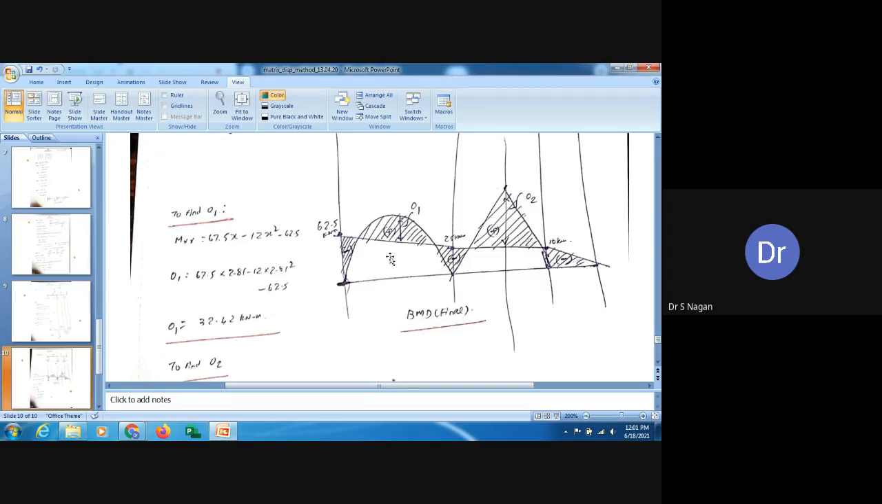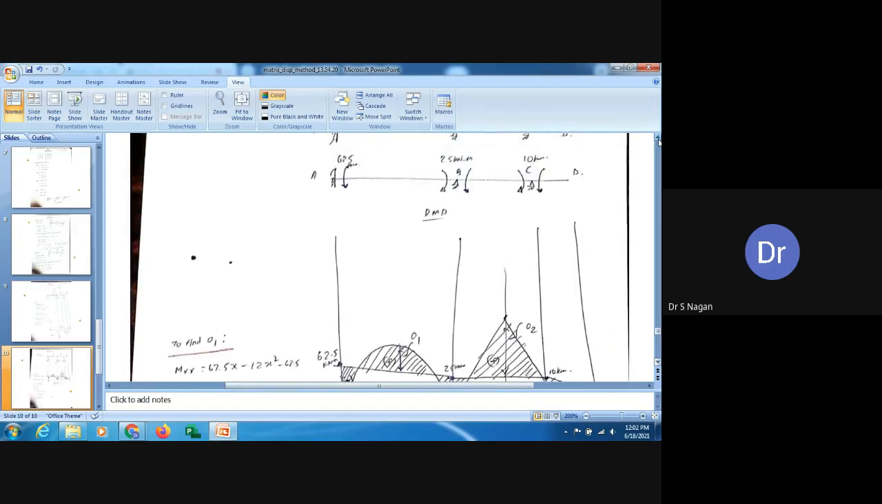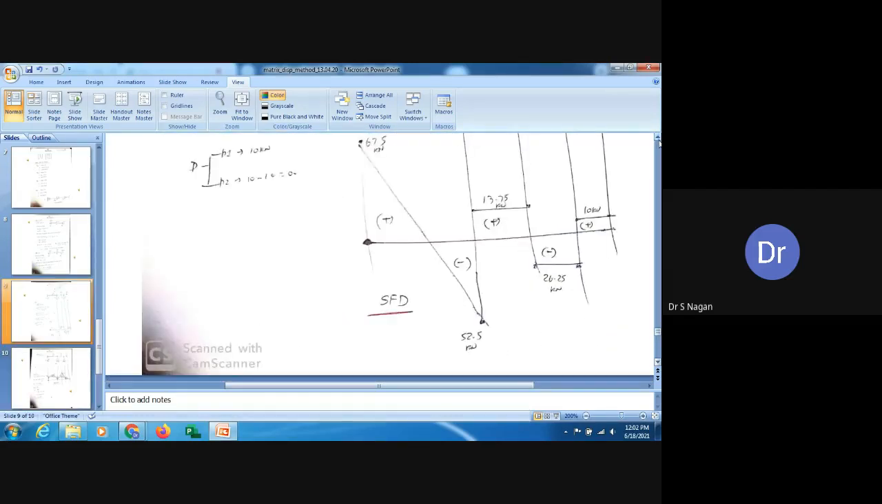To find the maximum positive bending moment, writing MXX, finding MXX by treating the free body of AB, and also the shear force at XX, where shear force is 0, the bending moment will be maximum. So I got X equal to 2.81 meters. At 2.81 meters, I got the maximum positive bending moment. In the shear force diagram, here shear force is 0, so at this point there will be maximum positive bending moment. In case of a point load, under the point load you can find the maximum positive bending moment.